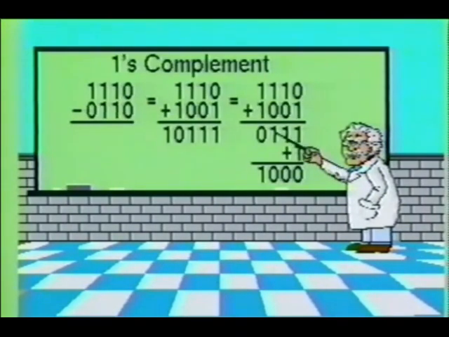To find the 1's complement of a number, you simply find the complement of the subtrahend, then add the complemented subtrahend to the minuend. Then you add the carry 1 to the least significant bit of the sum. This method is used by digital circuits for subtracting binary numbers.